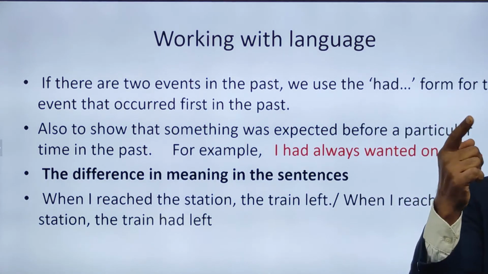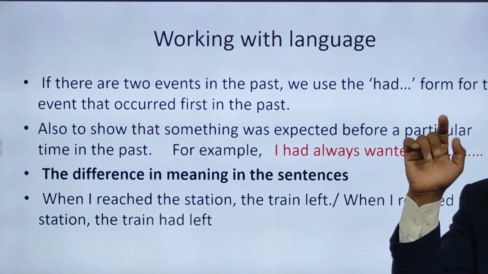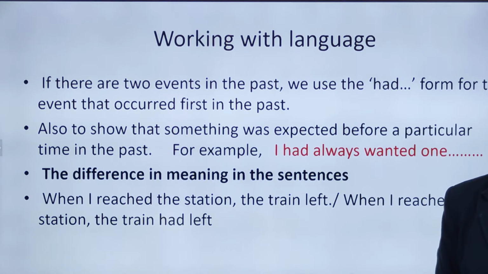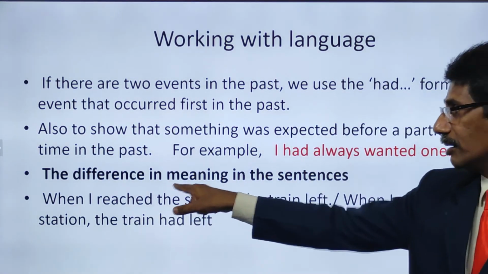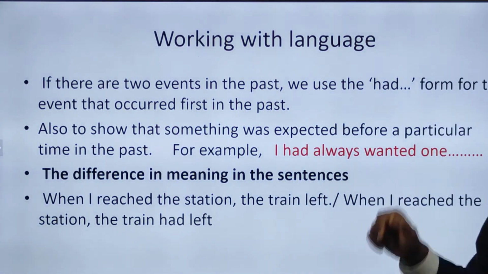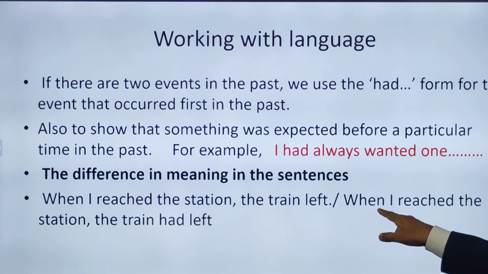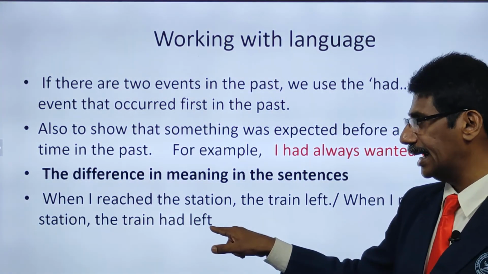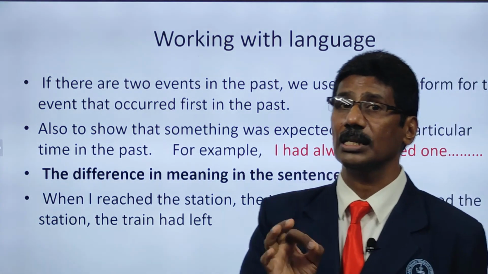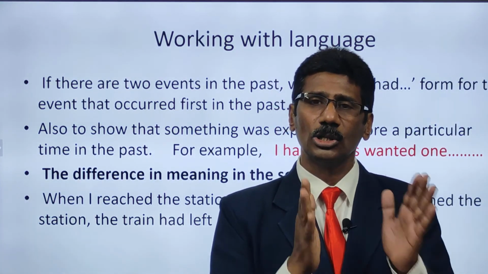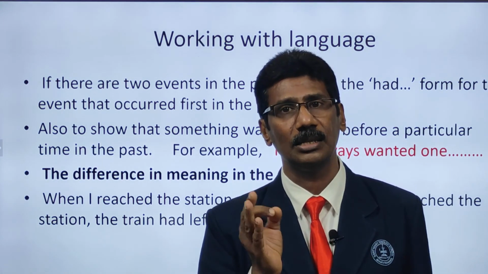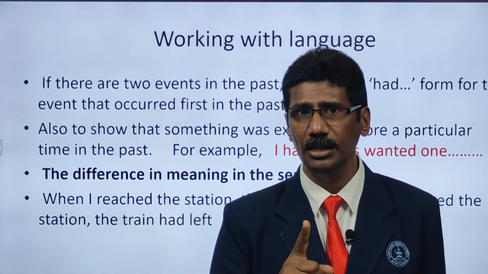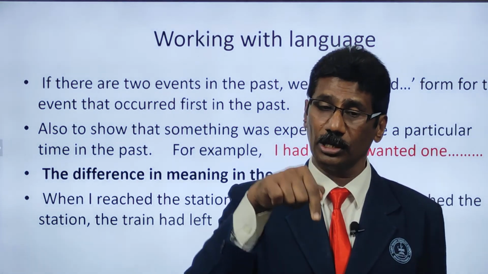So first, what happened? I reached there or the train went? You know that the train went already. I reached later. So what is the first event? The train had left. What is the second event? I reached the station. So in this, which sentence is more sensible? The second one: when I reached the station, the train had left. So use the past perfect tense in the right way so as to make your paragraph explanations beautiful and sensible. Is that clear? That's all in the grammar part of this lesson.